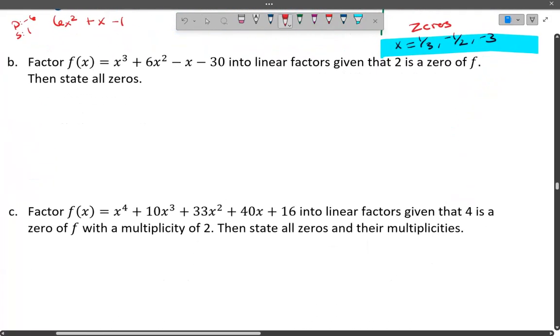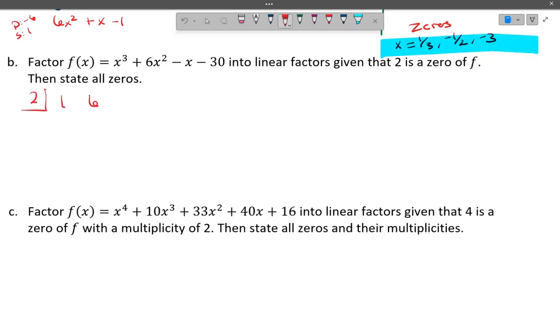So we're given that 2 is a 0, so let's start it all over. 1, 6, negative 1, negative 30. We don't need any placeholder zeros. We should get a remainder of 0. If we don't, then that means we messed something up and we need to go back and double check it.